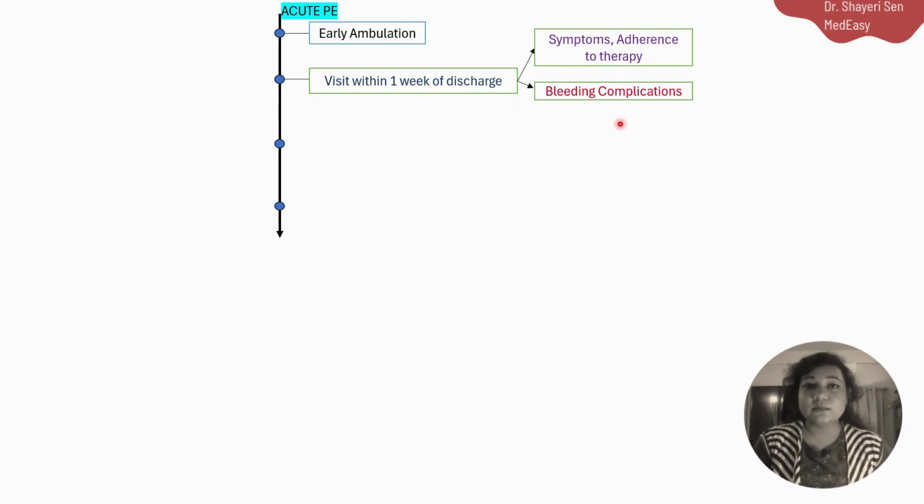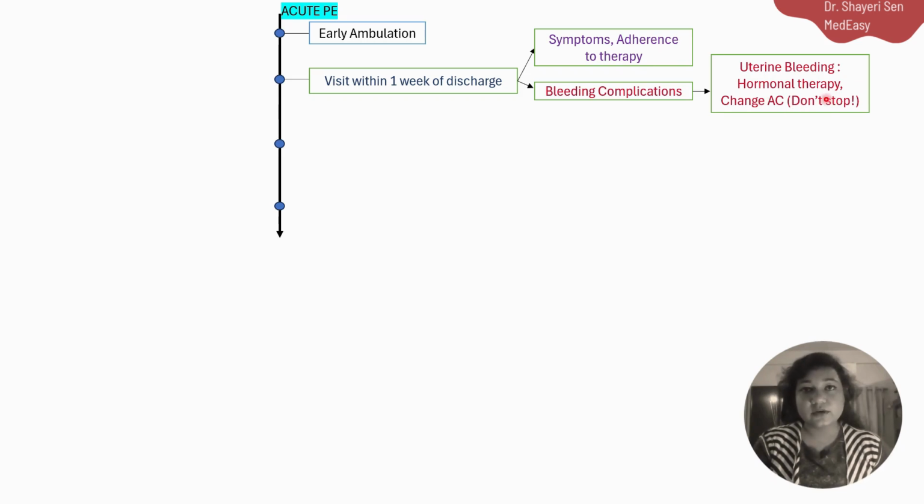therapy, and bleeding complications. Now, suppose my patient has uterine bleeding. For these patients, we are going to try hormonal therapy first. We might even change anticoagulants, but we are not going to stop anticoagulants completely.